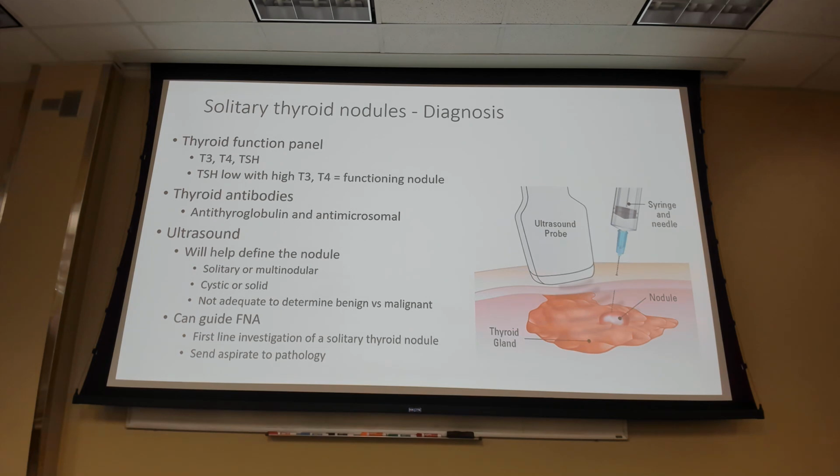After that, our first test is going to be ultrasound. That just helps define the nodule, whether it's solitary or multinodular, and whether it's cystic versus solid. As you can see in the picture there, we have needle aspiration of a cyst. A lot of times we can do it ultrasound guided, because there are so many other structures in that area that we can risk damaging. We usually want to do it under ultrasound guidance. And we'll talk about fine needle aspiration and other techniques we're going to use here to help diagnose these.